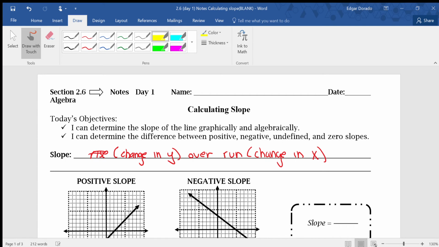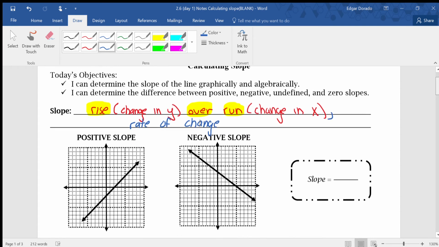Let's try that again. It is the rise over the run. Another way of saying it is, go ahead and write it in other words here, it is the rate of change. Hence why I wrote change in y over change in x. So it's the rate at which each of those values changes.